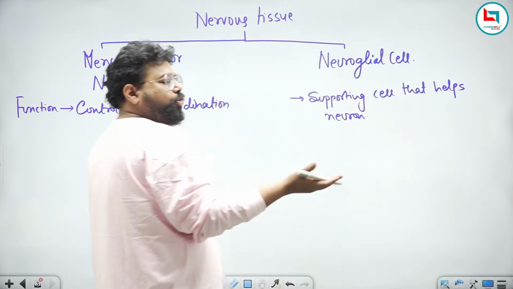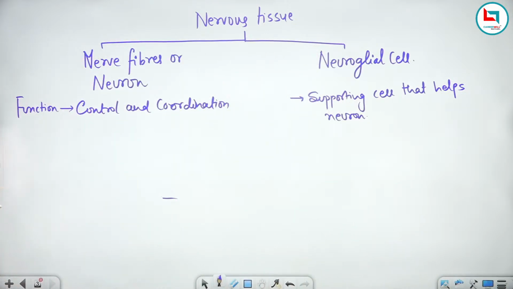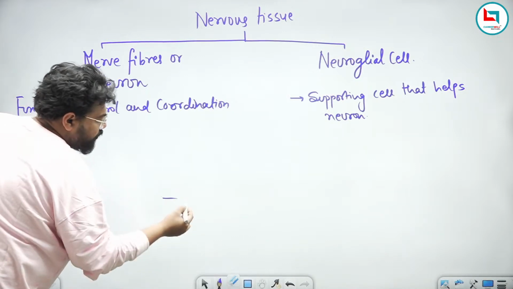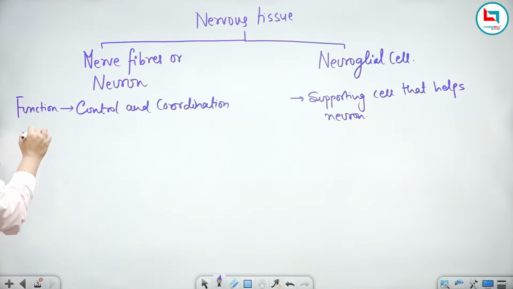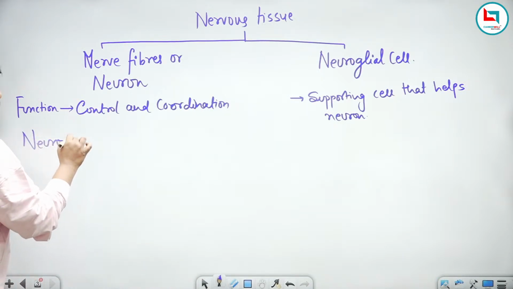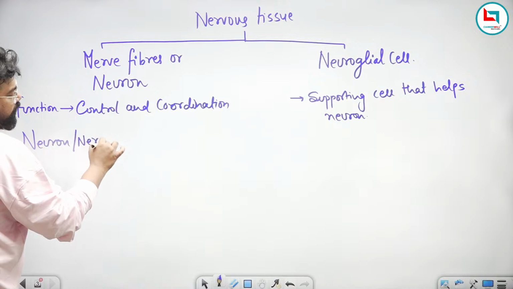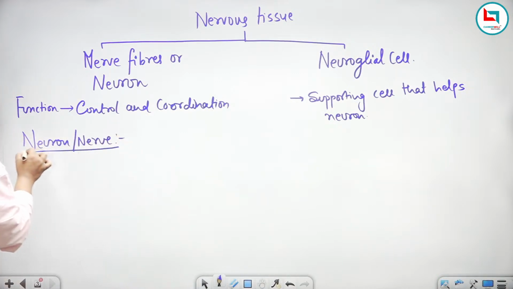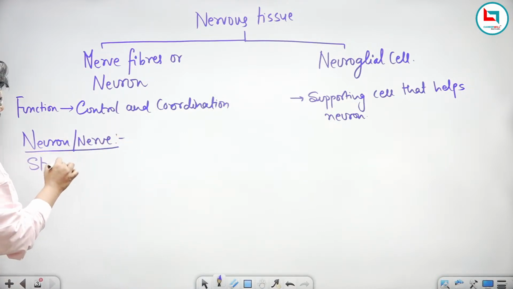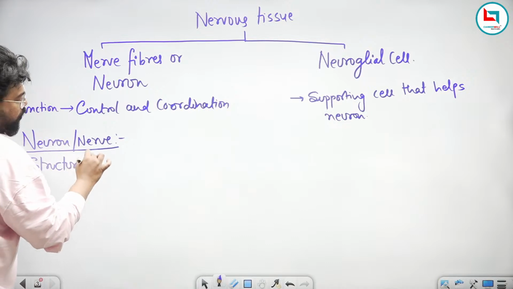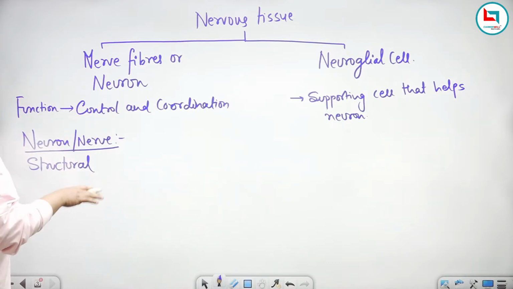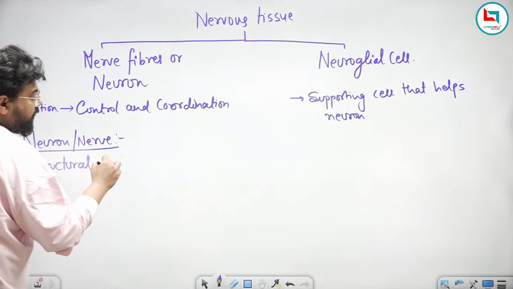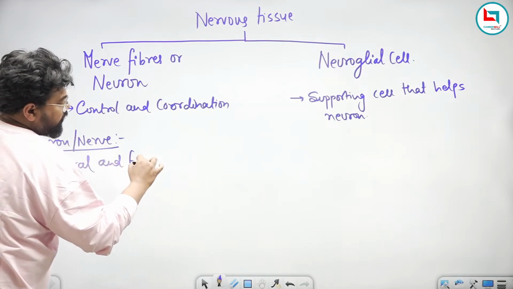How they help neurons, we'll discuss later. First of all, we'll have to study about the neuron. If we see the structure of a neuron or nerve cell, first of all, these are the structural and functional unit of the nervous system. So our whole nervous system is made up of neurons, and the cells which are performing functions in our nervous system are said to be neurons.